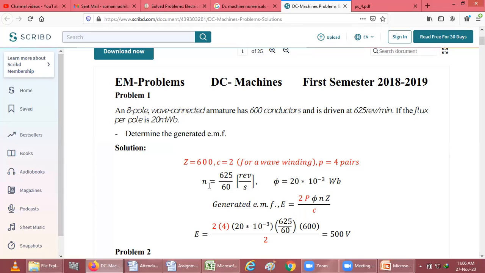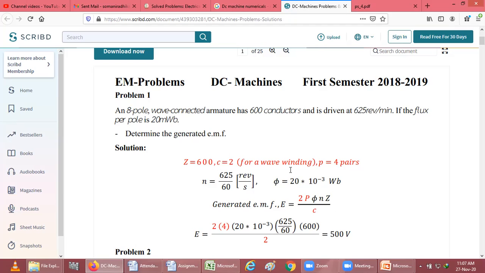If you are converting capital N into small n, you can take nPφZ upon A, or you can take this as C, which is also the area. So you can take A equal to 2, because they have given 8 pole. And you are considering pair as 4, because in our DC machines, if they have not given how many poles we are taking, we use 4 pair. At that time 4 into 2, you will get the 8 pole. So you can take A as 2 for the wave winding.